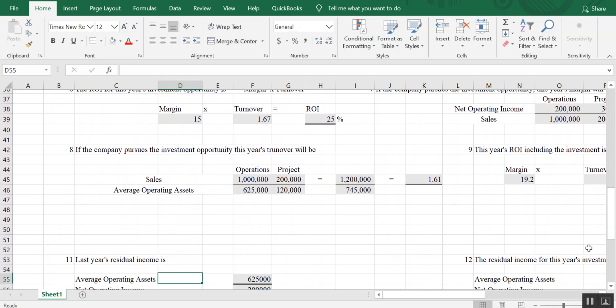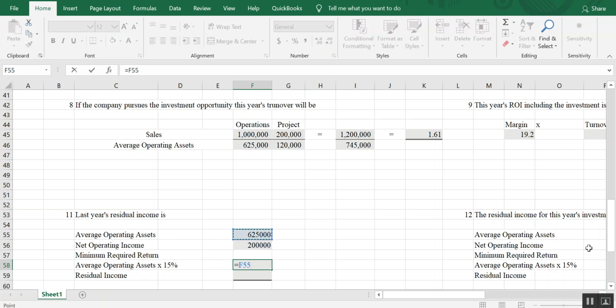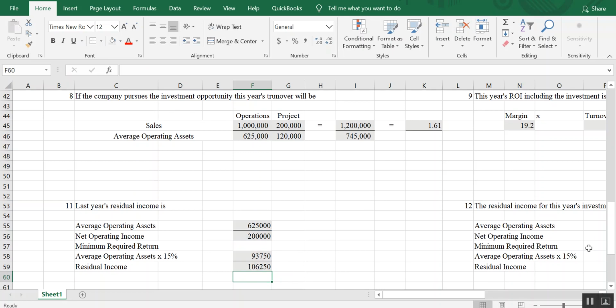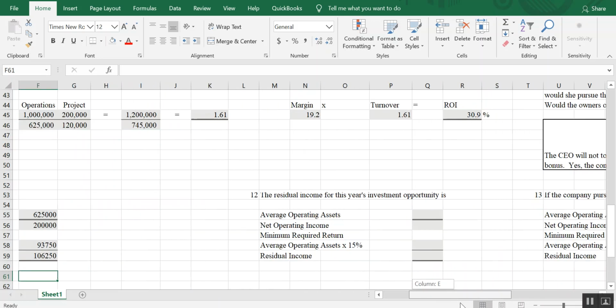And so what we need to do now is say, okay, we have a minimum required rate of return, average operating assets times 15%. So I'm going to take the 625 times 0.15, and I'm going to get 937,750. So what is the residual income? Well, it's going to be the net operating income minus the required rate of return. In this case, you have $106,250 is the residual income for last year. All right, let's look at number 12.